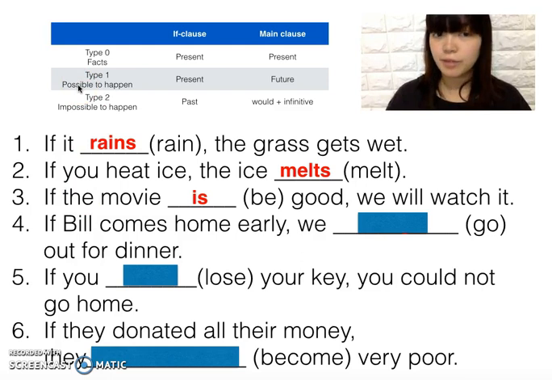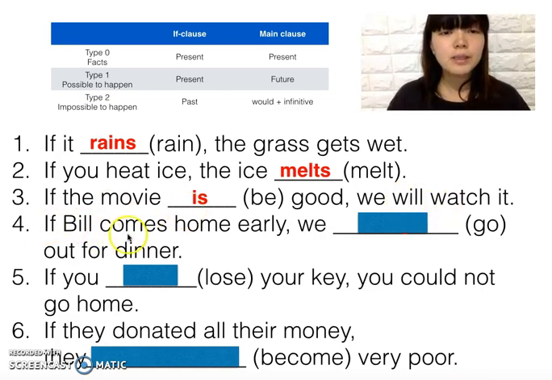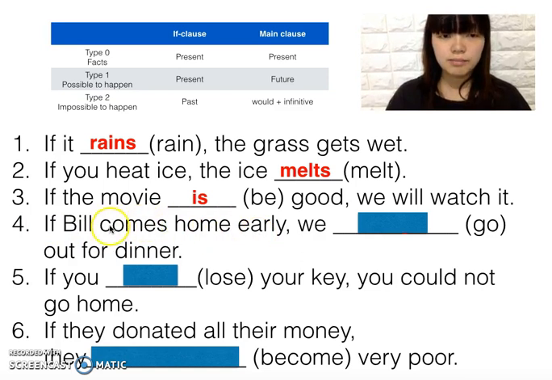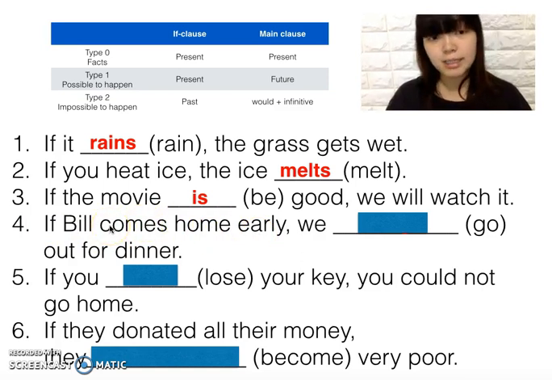Okay, not yet happened, but very likely. If the movie is good, we'll watch it. So very likely it will happen. Present tense, future tense. Okay? Next one. If Bill comes home early, well, this one has not yet happened, but is very likely to happen.